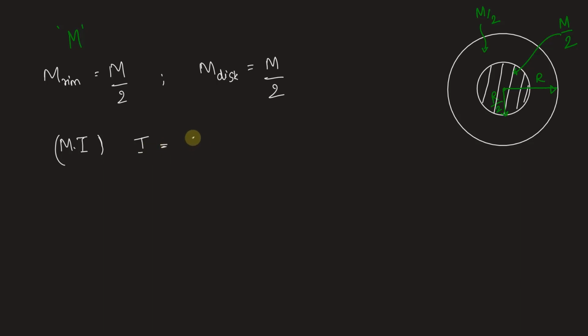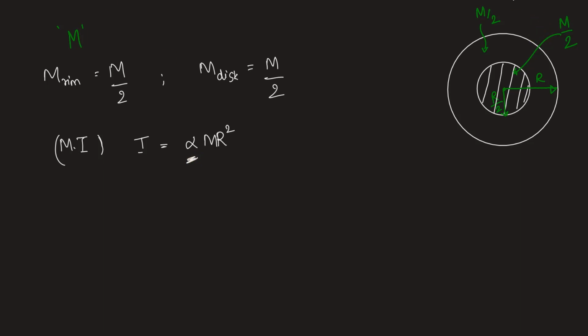So capital M is given as the total mass of the flywheel. The rim has M by 2 mass and the disc has M by 2 mass. So we can write: total mass of the flywheel is capital M, mass of the rim will be M by 2, mass of the disc will be M by 2. And moment of inertia I is given to be alpha MR square. We need to find the value of alpha.